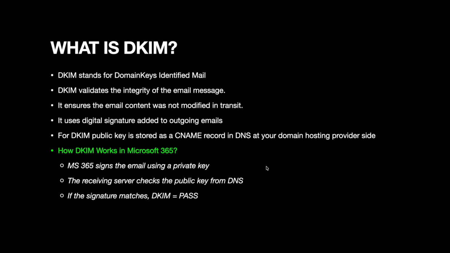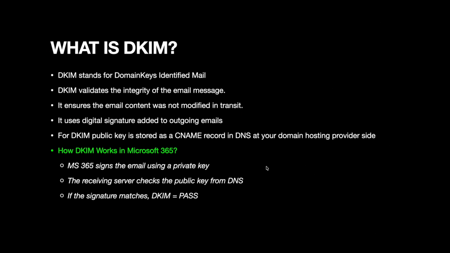DKIM stands for DomainKeys Identified Mail. In Microsoft 365, this process works like this. When an email is sent, Microsoft 365 signs the message using a private key. On the receiving side, the mail server retrieves the public key from DNS, which is published as a CNAME record by the domain owner. The receiving server then compares the signature. If everything matches, the message passes DKIM validation, which confirms that the email is authentic and that the content has not been modified during transit.